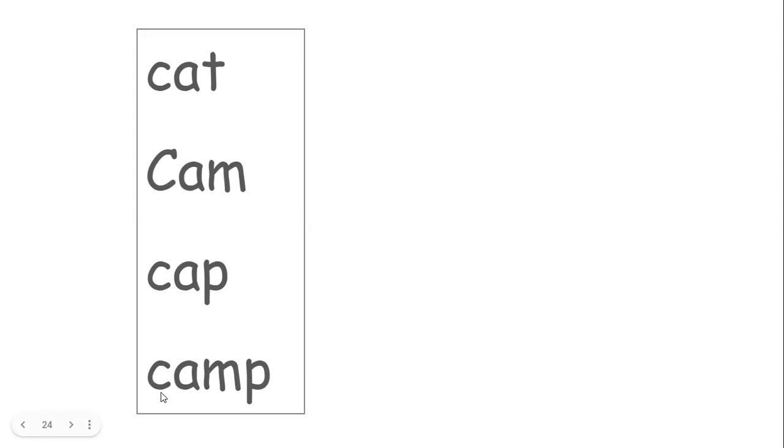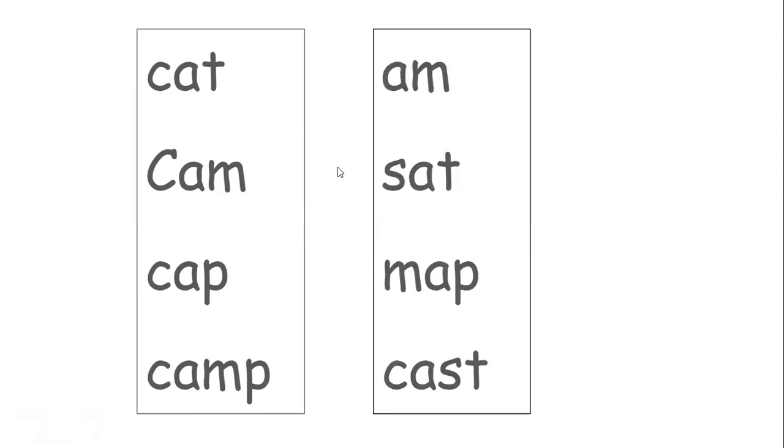Because we have 4 letters, I'm going to blend it twice before I say it. So blend it with me. Say the sounds. Am. Do it again. Am. Good. Camp. Good. What was this word again? Camp. Read this word. Cap. This word was camp. And this was the word cat. Excellent. Some more words for you.